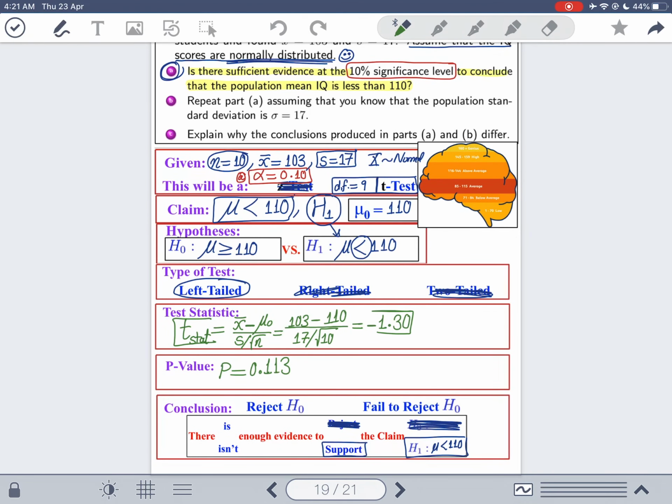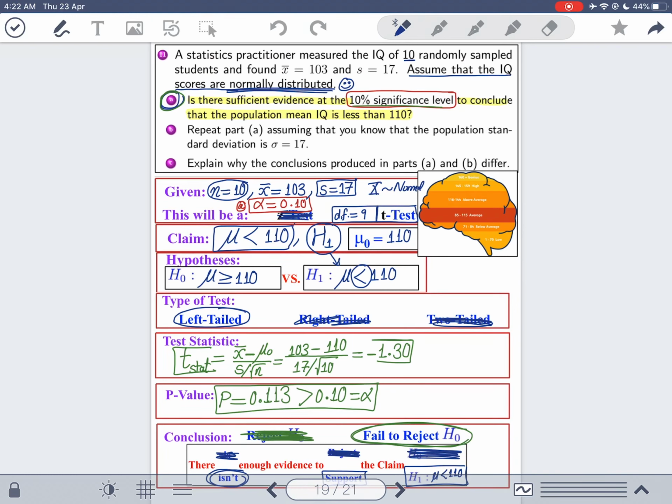Okay? And now, let's see. What was alpha in part A? Alpha is 10%. So, by the way, what is the p-value as a percentage? This is 11.3%. Of course, this is bigger than 10%, 0.10. It's bigger than alpha. And so because the p-value is high, it's not low, it's high, so you fail to reject H0. Okay, so this will mean there isn't enough evidence to support the claim. So the statistics practitioner doesn't have enough evidence to support his claim in part A.